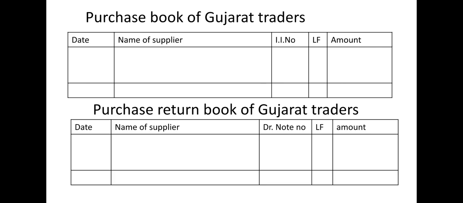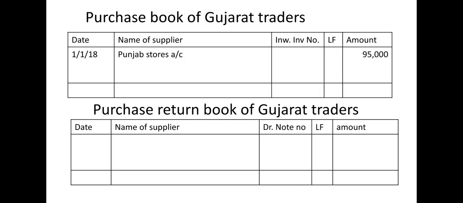Here we go. Goods purchased of rupees 1 lakh at 5% trade discount from Punjab stores. Okay, so this is a transaction of purchase. So in which book should we record, student? Yes, purchase book. So let's write down the date first: 1st January. Name of supplier is Punjab stores. Inward invoice number is not given, student, and the amount, actually the amount is 1 lakh, but there is 5% discount. So we have deducted the discount, and the amount comes to 95,000. So the first transaction is over.